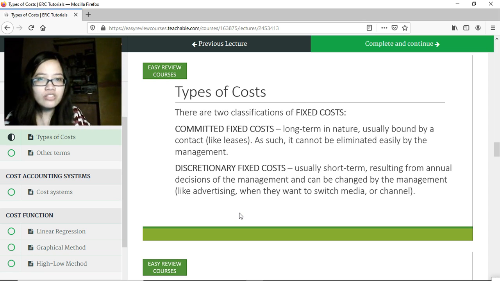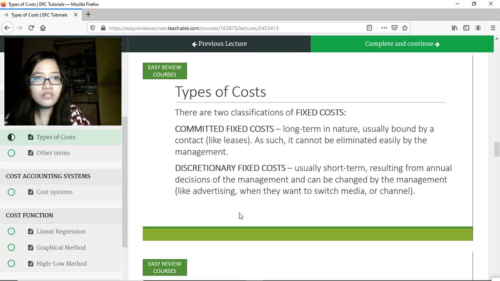Okay? And then we have discretionary fixed costs. Ito usually ay short-term, resulting from annual decisions of the management and can be changed by the management. For example, nito ay advertising. Okay, try nating mag-TV commercials. Siguro mga gastusan natin ng 100,000 for this year. Okay? And then, if next year, nakita nila na maganda naman yung naging result ng advertising, so, pwede nilang taasan. Let's say, gawin nating 200,000. Baka mas dumami pa lalo yung benta natin. Okay? So, they can change the amount on, let's say, an annual basis.